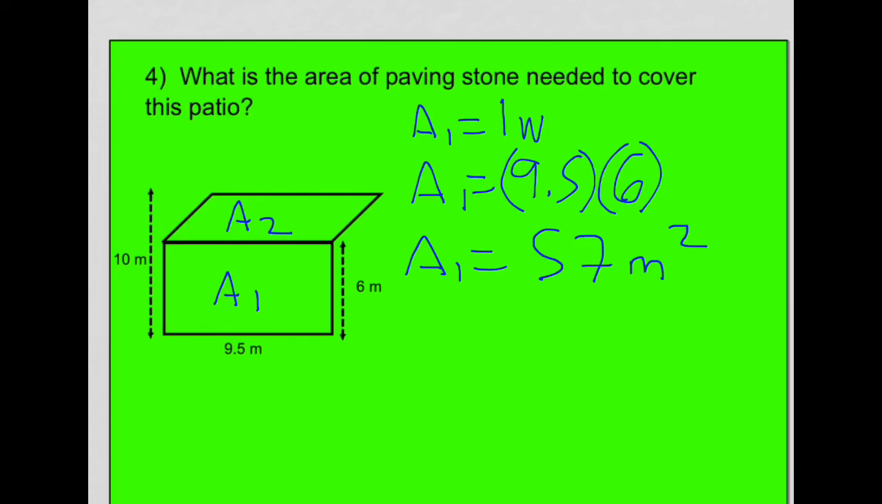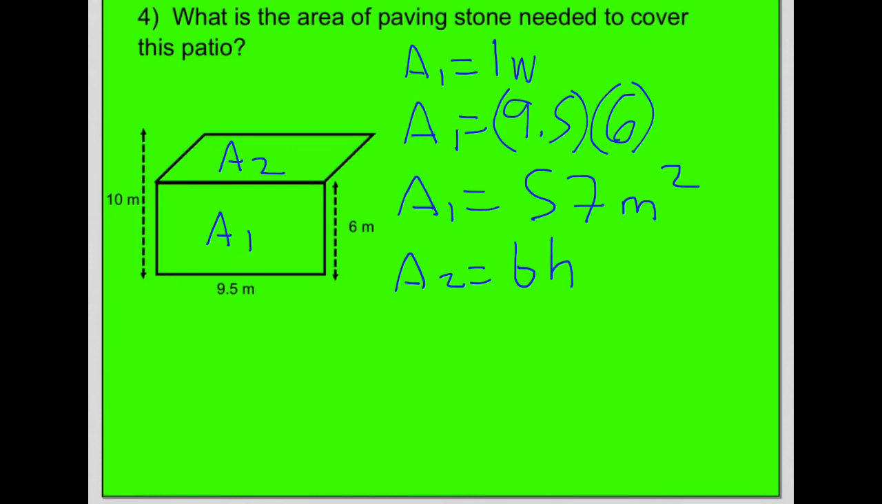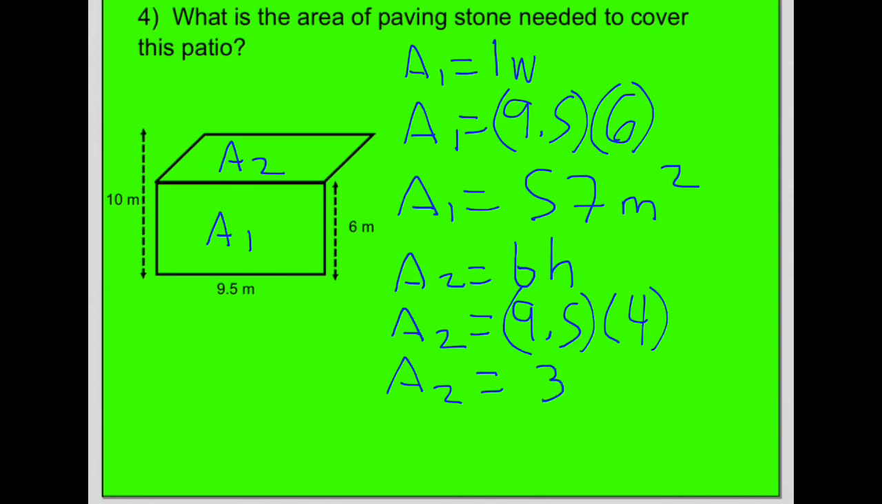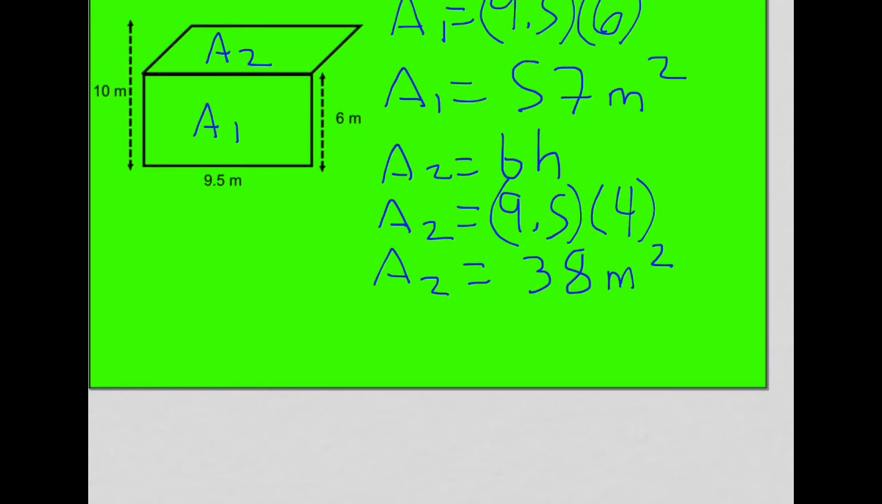So, A2 equals base times height. A2 equals 9.5 times 4. A2 equals 38 meters squared. You've got your two areas now. You just need to total them up. And we've talked about this before, how labeling things is really a great way of organizing your solution.